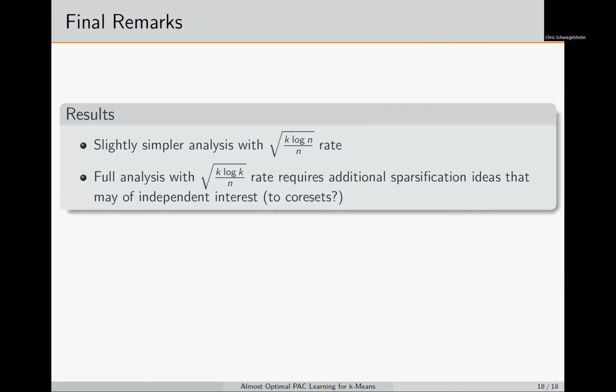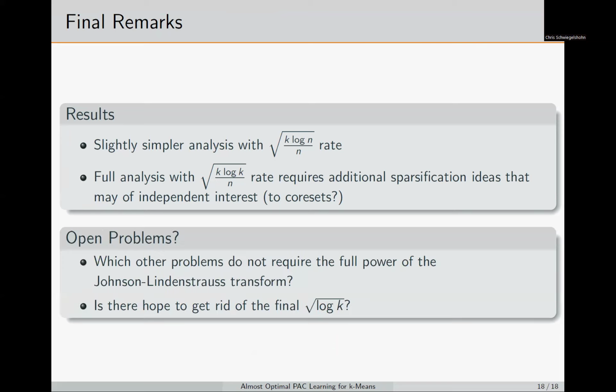Okay, so what were the takeaway messages from this talk? We saw a simpler analysis of an improved convergence rate of the order of square root of k log n over n. For the full square root of k log k over n rate, you need a few additional ideas that sparsify your input, and those techniques may be of independent interest in areas where sparsification ideas come into play, such as coreset research. In terms of open questions, there are basically two main ones that I'd like to mention.